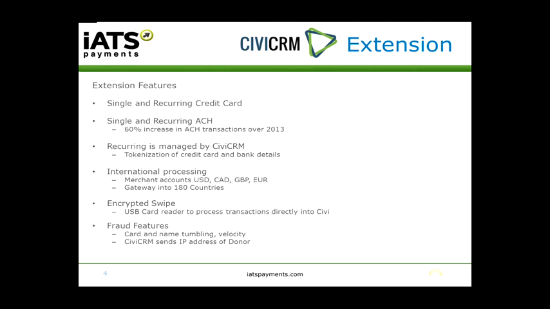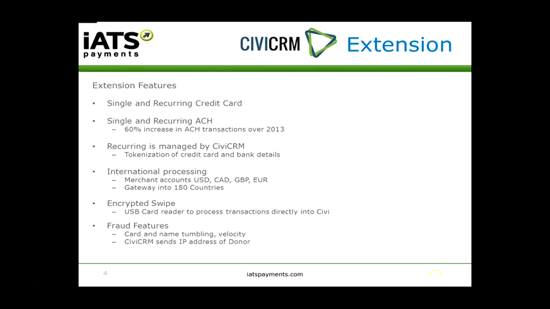The IX extension can do international processing. We've got merchant accounts for Canadian dollars, US dollars, British pounds, euros, and quite a few other countries that we've integrated into, and I'll touch on that a little bit later. We also have an encrypted swipe. That's a USB swipe you can connect to a laptop or a PC, and you can swipe credit cards straight into CiviCRM in the back end and in the front end, allowing you to take secure payments at an event, for example.